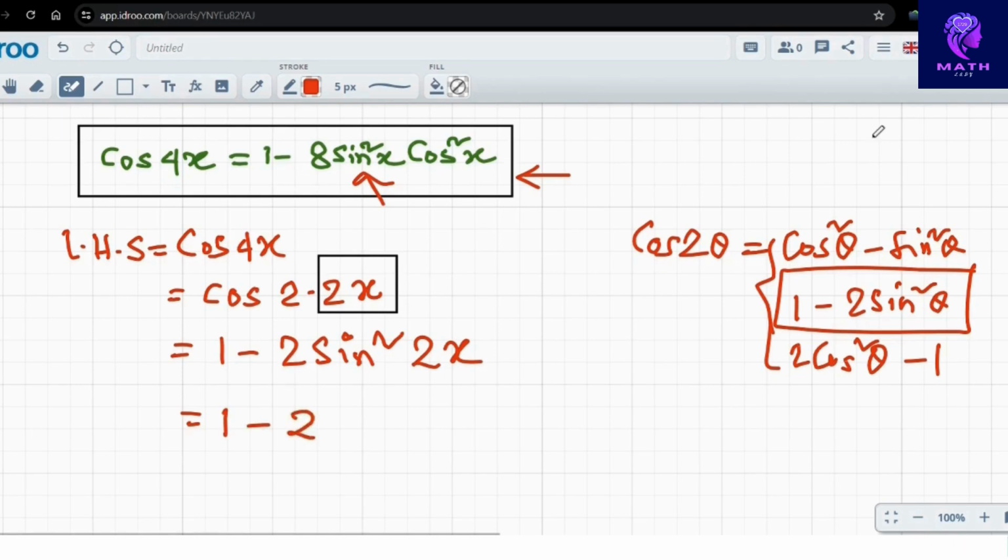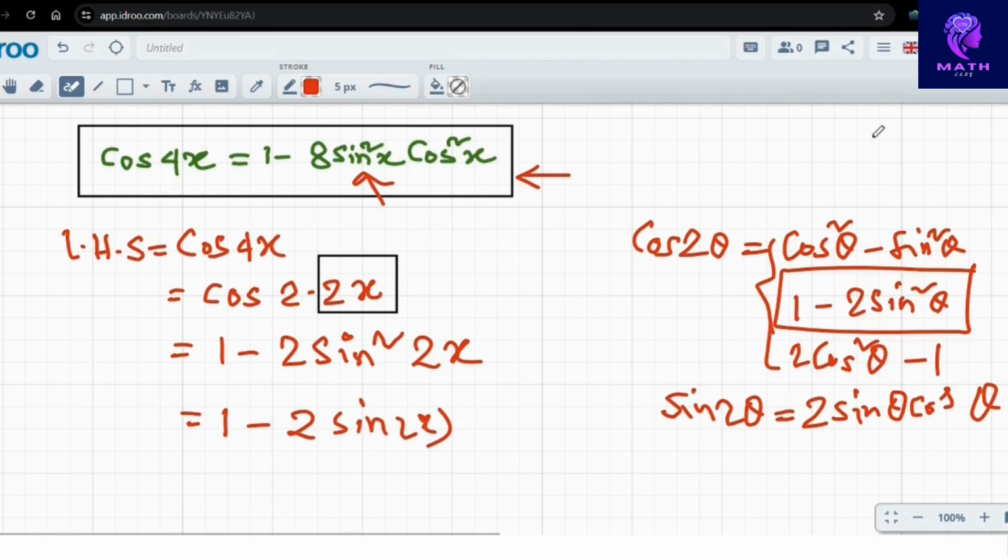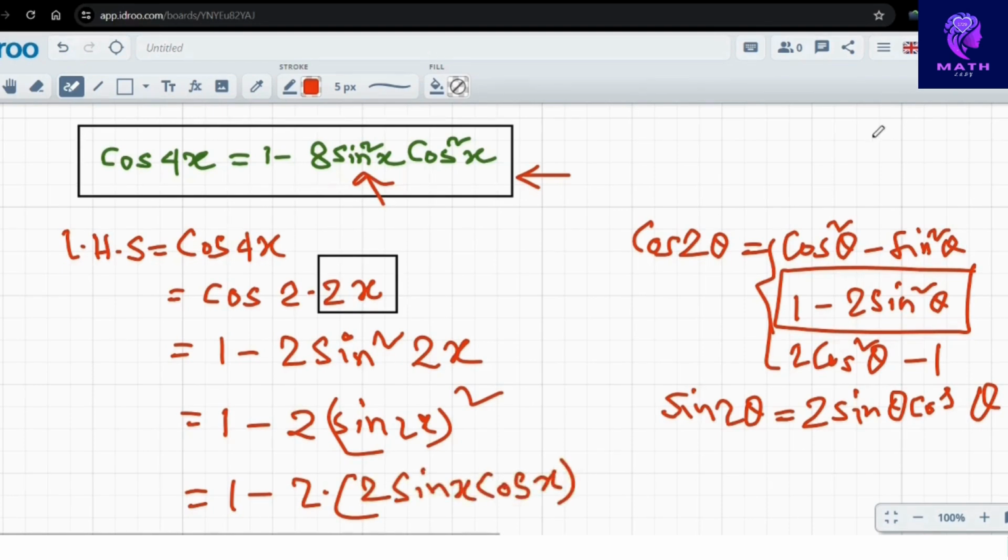Now sine square 2x means actually sine 2x square. Okay, so sine 2 theta equals 2 sine theta cosine theta. So we will use that here. So basically that means actually sine 2x square, right? So we can write it as 2 times 2 sine x cosine x. We are just substituting sine 2x with 2 sine x cosine x. Okay.